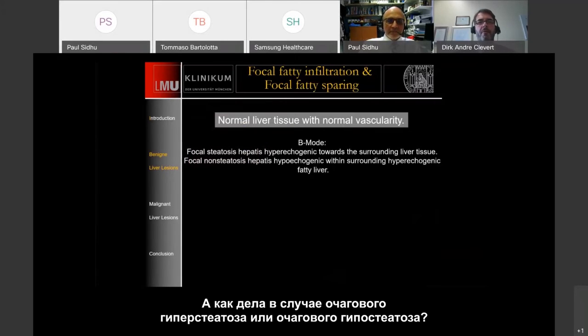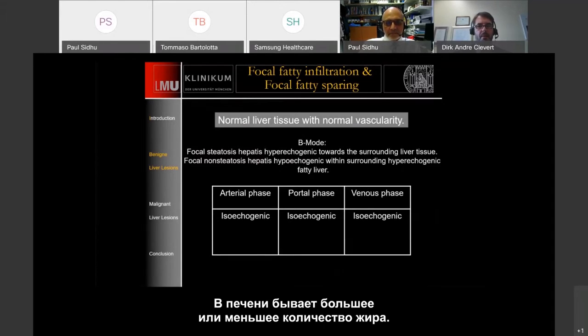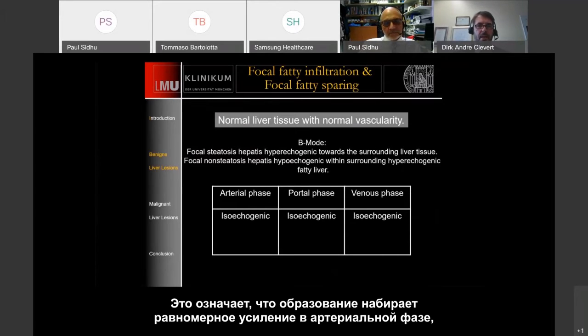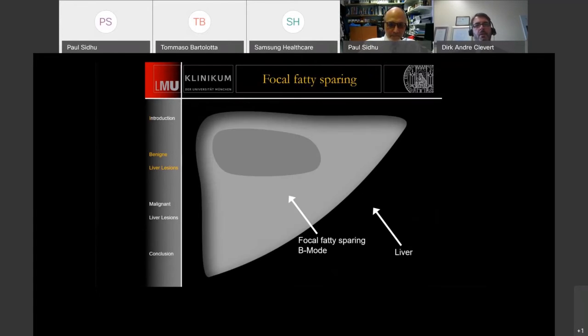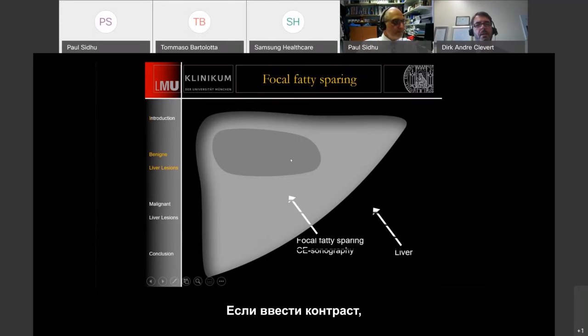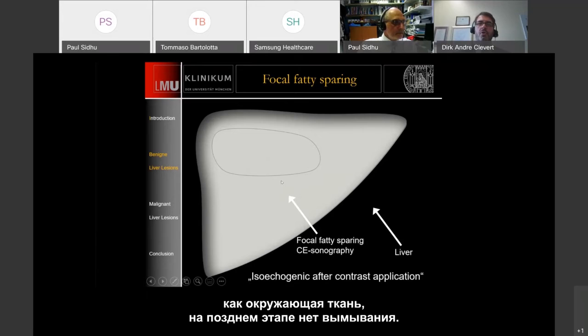What about focal fatty infiltration or focal fatty sparing? Very easy. It's liver with less fat or with more fat. So the main tissue is liver. This means this lesion has iso-enhancement in the arterial phase, same in the portovenous phase, same in the late phase. So we see a focal fatty sparing here. If we inject contrast, we see this lesion has the same contrast behavior as the surrounding tissue, no washout in the late phase.